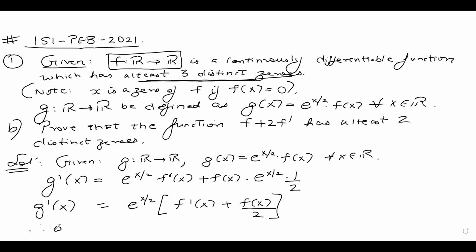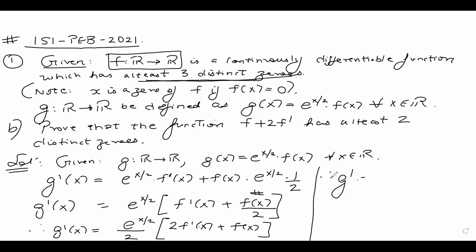Okay. And if I take 2 also outside, suppose I divide by 2 outside, I'm going to multiply by 2 inside to nullify the impact. If I am dividing outside by 2, I have to multiply the term in the bracket by 2 to nullify the impact. So this is going to be 2f dash x plus, if I multiply this by 2, it becomes f of x. So if you carefully see, my g dash is equal to e to the power x by 2 times f plus 2f dash.